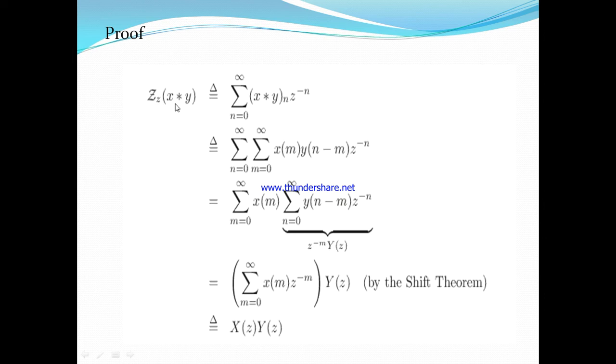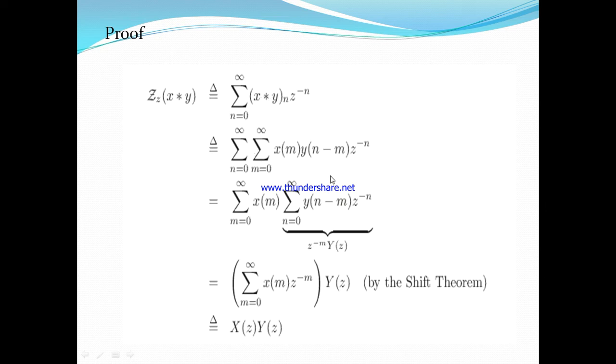So here, the Z transform of x convolution y equals, so here we know the standard Z transform definition, sigma n equal to 0 to infinity, x of n, Z power minus n. So this is the standard equation. So instead of x we are writing x convolution y. So this is the convolution of these signals.